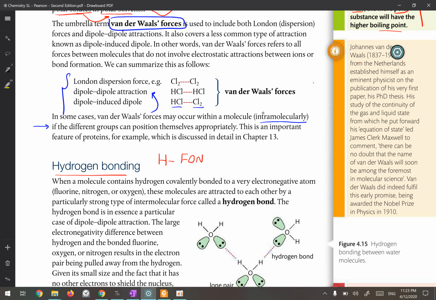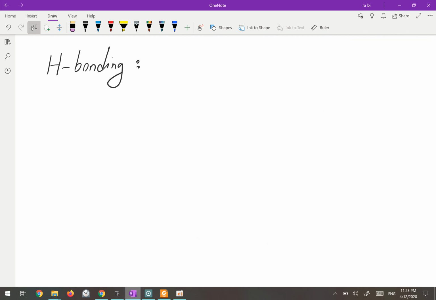So it's written here, it says when a molecule contains hydrogen covalently bonded to a very electronegative atom, fluorine, nitrogen, or oxygen, these molecules are attracted to each other by a particularly strong type of intermolecular force called hydrogen bond. Let's talk about the hydrogen bond a little bit here.